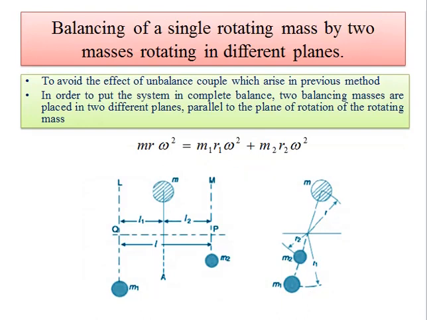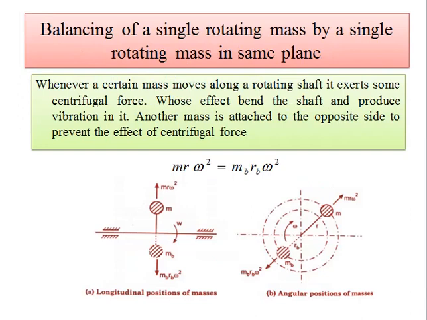Second, balancing of a single rotating mass by two masses rotating in different planes. Now, as we discussed, in the first method we put the mass in exactly the opposite direction. It will balance the centrifugal force, but it will produce a couple, and this couple acts on the shaft.